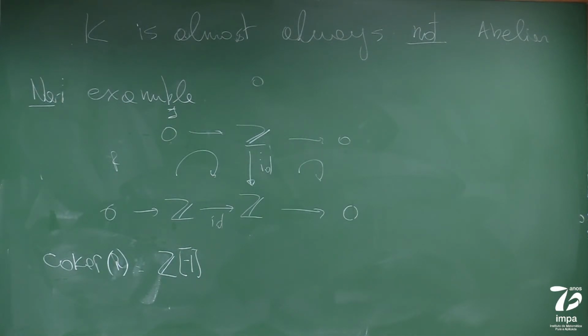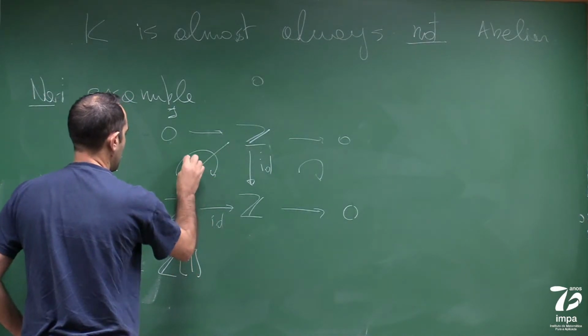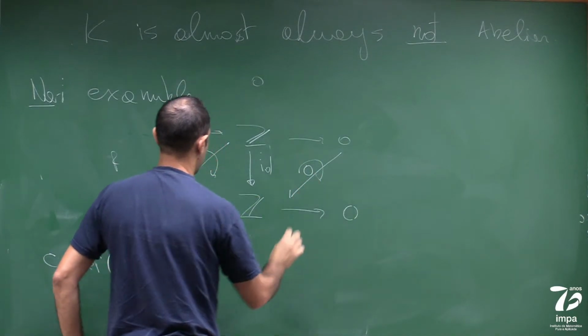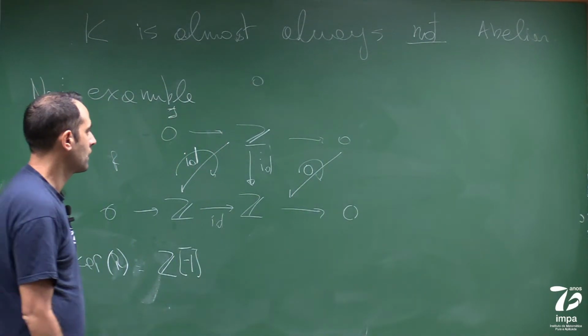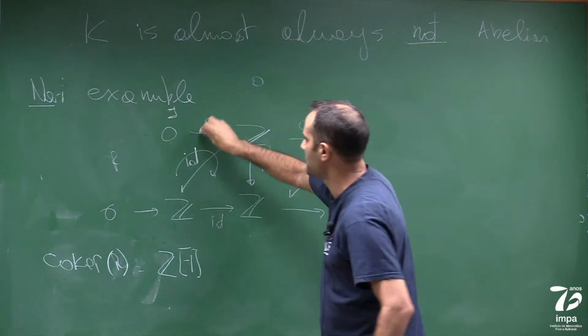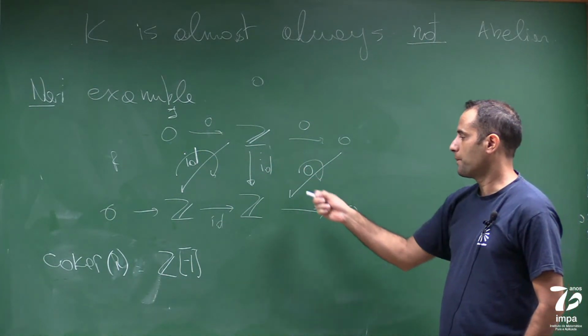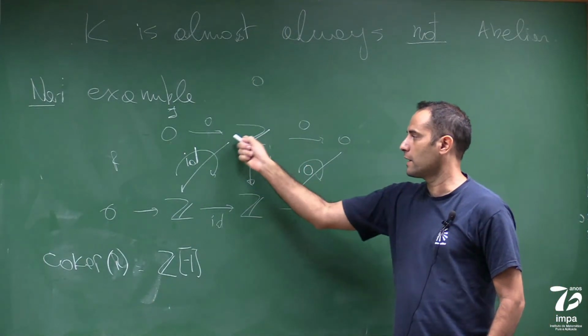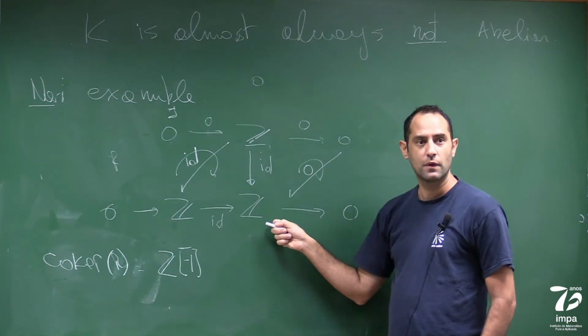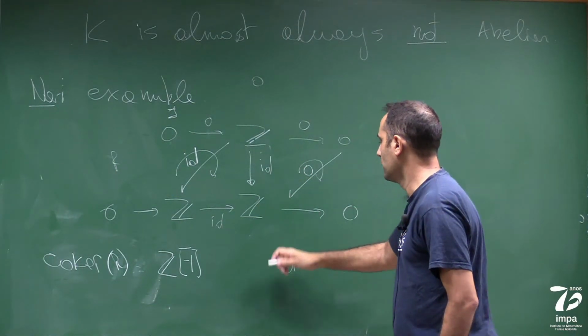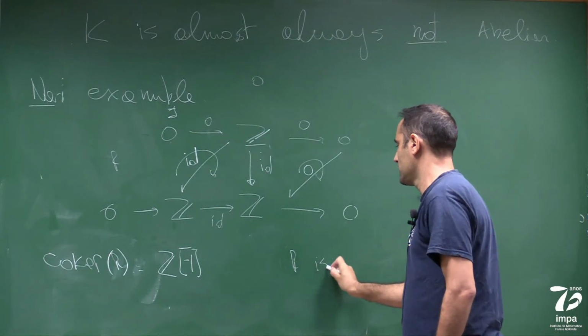Okay, so let's try to choose a splitting here. I can put the identity here, and I can put 0 everywhere. And this map is 0, and this map is 0. So this is 0 on this side, and this is the identity on this side. So this says that this identity is null homotopic. Well, F is null homotopic.